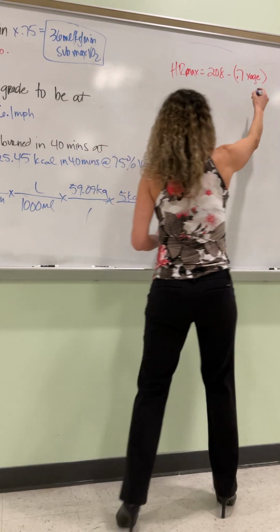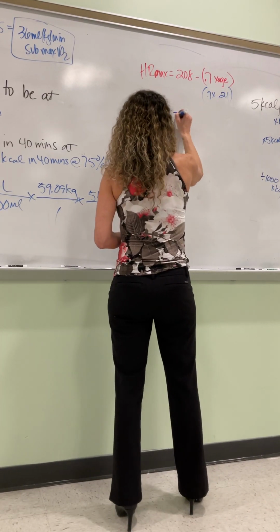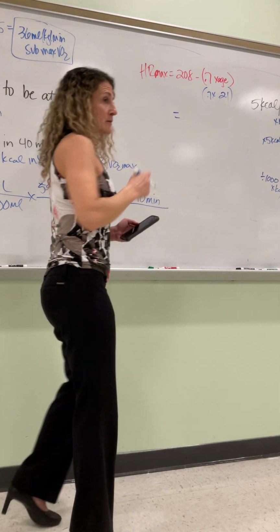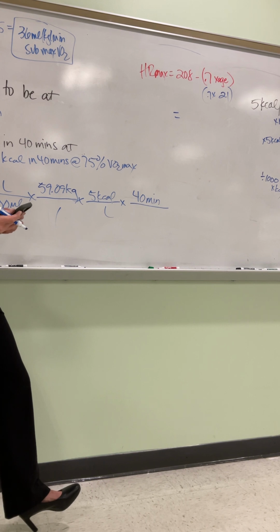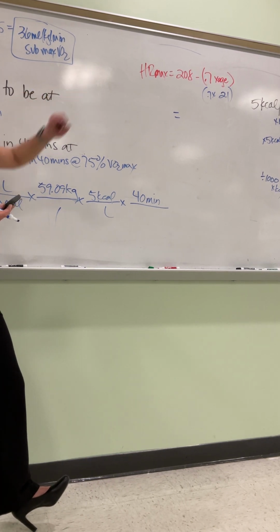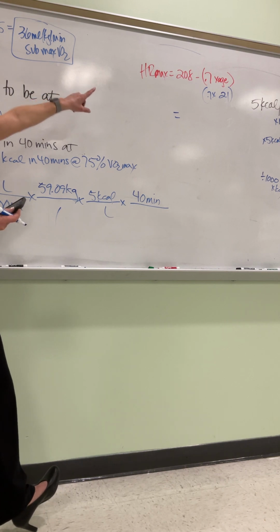If she's 21 years old, we plug in 21, multiply it by 0.7, and subtract it from 208. The 208 is a given in the formula, so it's always going to be 208. You need to memorize this formula. I expect that you guys know this. I will not give it to you.